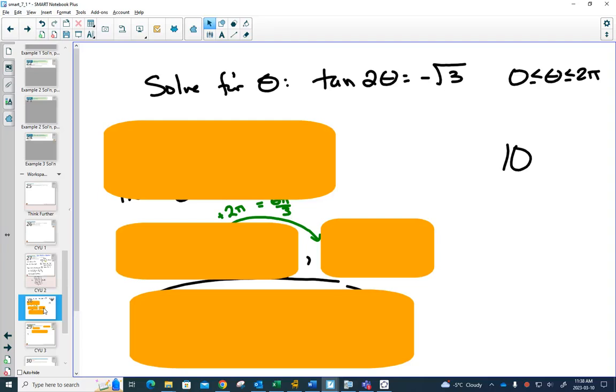Tan of 2 theta is equal to negative root 3. 0 is less than or equal to theta is less than or equal to 2 pi.